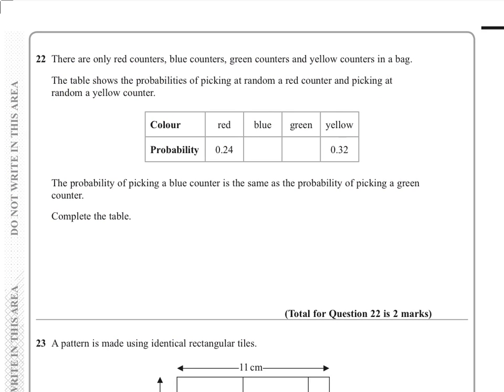Question 22. There are only red counters, blue counters and green counters and yellow counters in a bag. The table shows the probabilities of picking at random a red and a yellow counter. So they're filled in for us. We've got to work out the probability of picking a blue counter and a green counter, and it tells you that the probability of picking a blue is the same as the probability of picking a green.